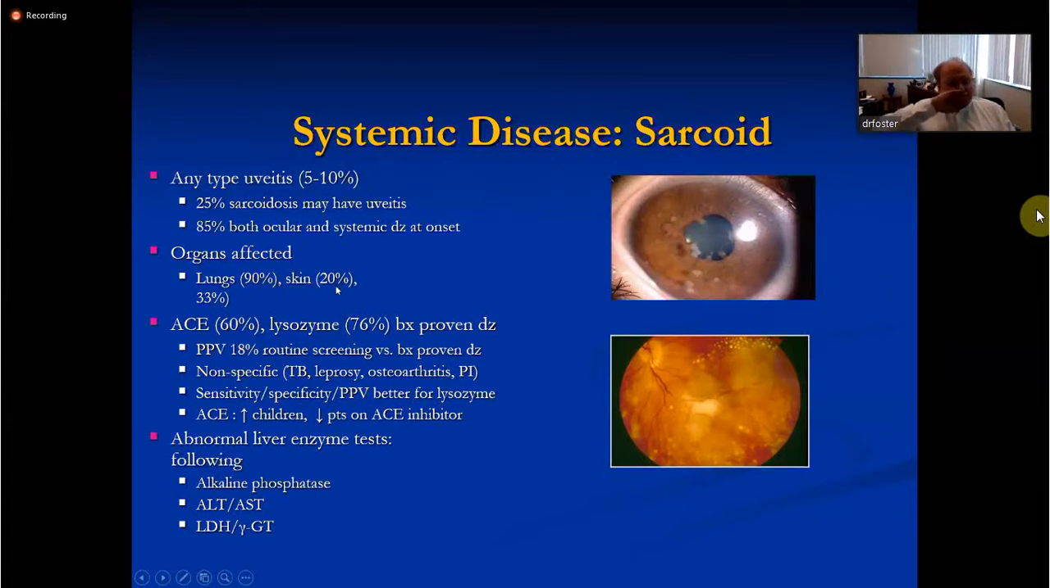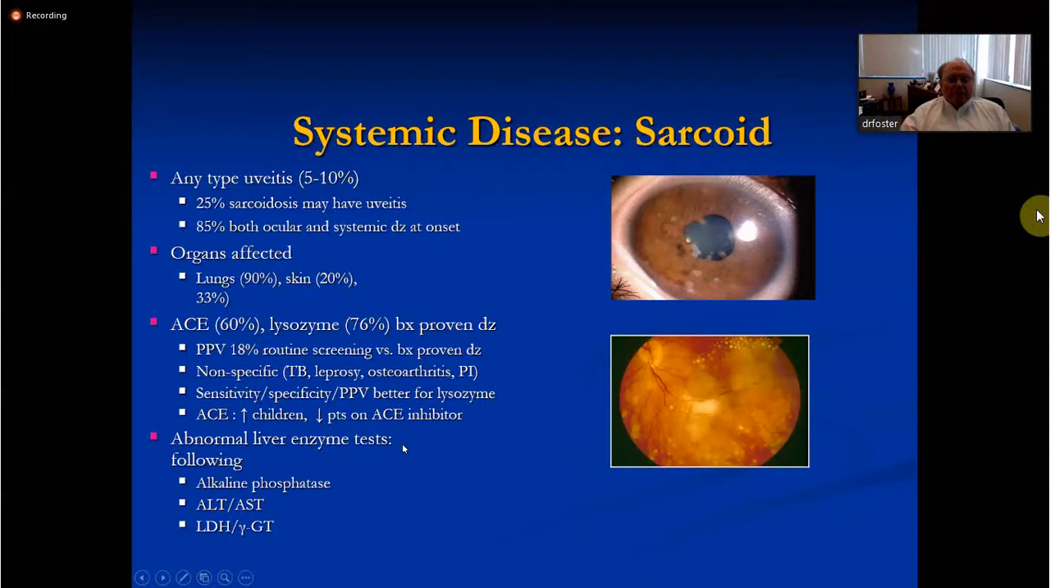So if I'm suspicious of sarcoid, I will get an upper body CT scan looking for nodes in the lungs. They're often going to have an elevated angiotensin-converting enzyme and or lysozyme. And so I get that on everyone that I'm suspicious of having sarcoidosis.